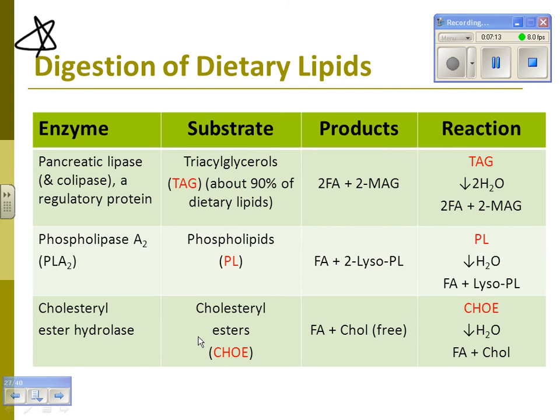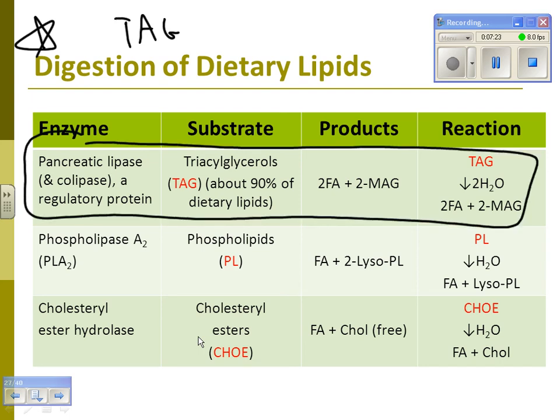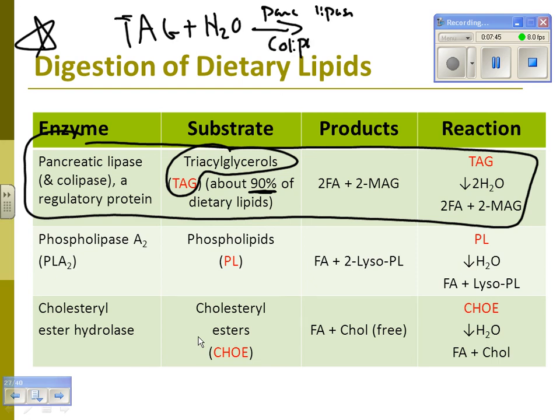So if I was drawing this out, I would do it differently. I would put, like, for the first one here, now they're all water dependent, so you're going to add water here. You're reacting a triglyceride, which is most common, with water, and you have pancreatic lipase, and it works with something called colipase. That's what we're looking at here.